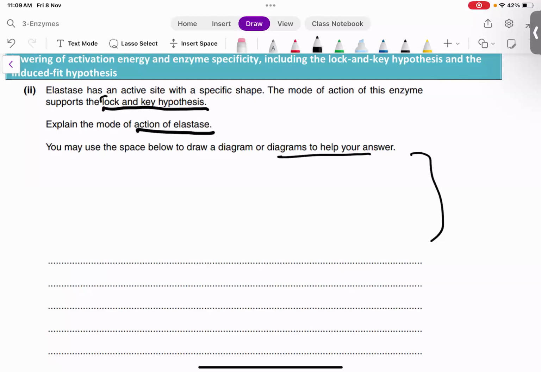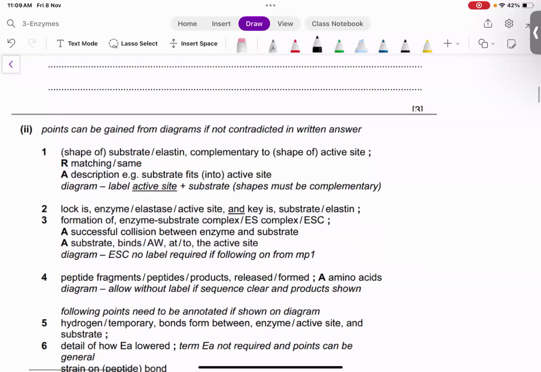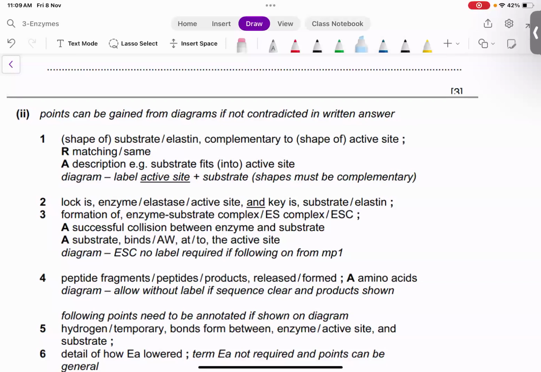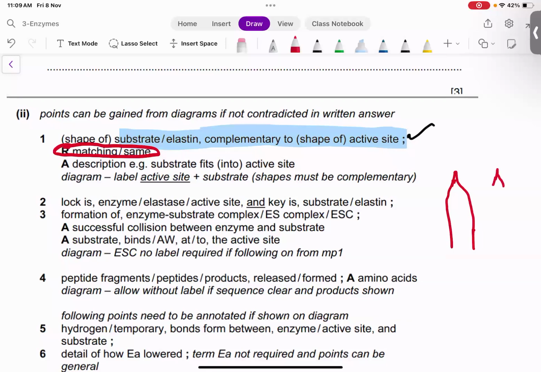So how do we describe this lock and key model? In the lock and key model, we discussed that the shape of an active site is complementary to the shape of the substrate. So this is not matching or the same. There is a difference between complementary and matching. For example, if you have this board marker and you have another board marker, do these two have similar shapes, or complementary shapes?